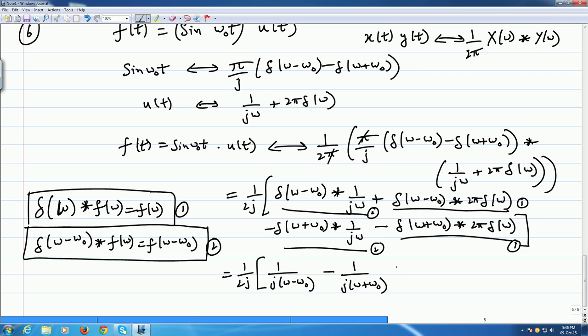Okay. And then for the other two expressions, I am going to get the same thing. So 2 pi times delta omega minus omega naught minus 2 pi times delta omega plus omega naught, because it is a convolution with this guy.